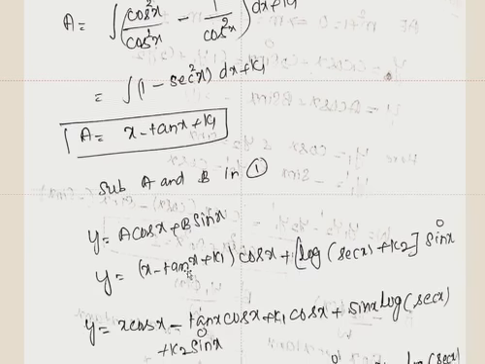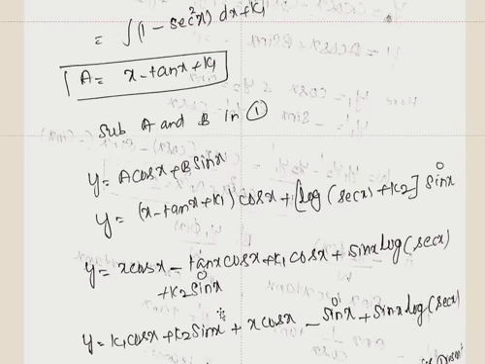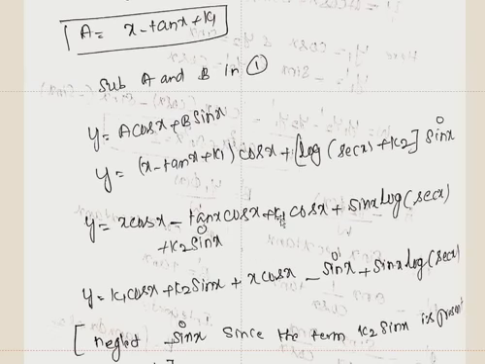Simplify this. Multiply x into cos x, minus tan x into cos x, plus k1 into cos x, and again multiply with sin x. Therefore sin x into log of secant x plus k2 into sin x. First write this term. Therefore y is equal to k1 into cos x plus k2 into sin x. The remaining term is x into cos x, and minus is written as it is.